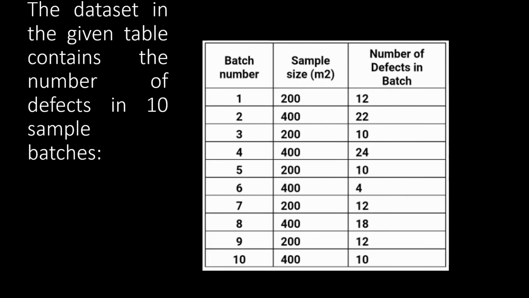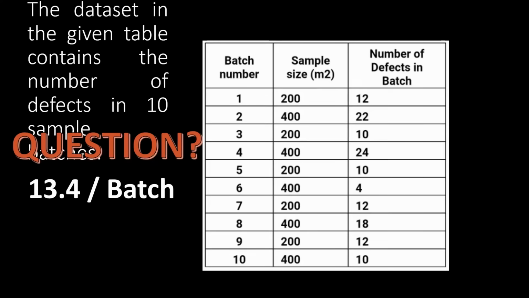The third column of the table that you see on the screen talks about the number of defects in each of those batches. For example, in batch 1, out of 200 samples that you got, 12 of them are defective. And in batch number 10, out of 400 samples, you got about 10 defective pieces. Now, if you have to summarize this data, do you think using mean would be enough? If I take the average of all the defects for the batches, we get about 13.4 per batch.